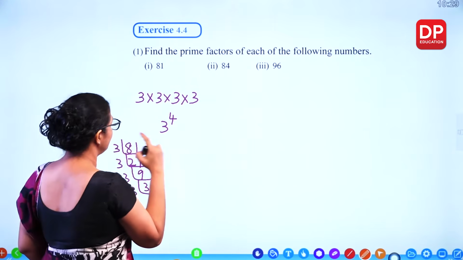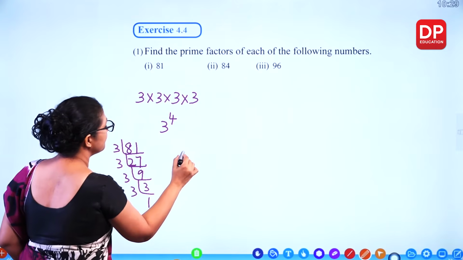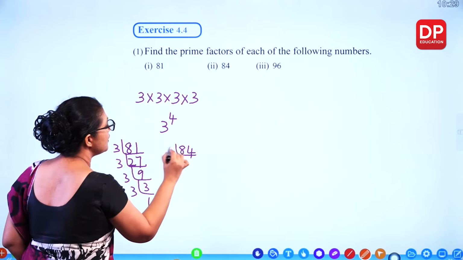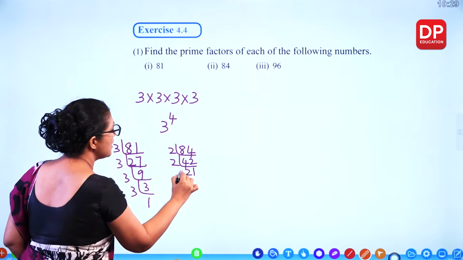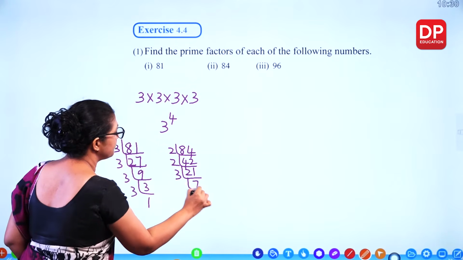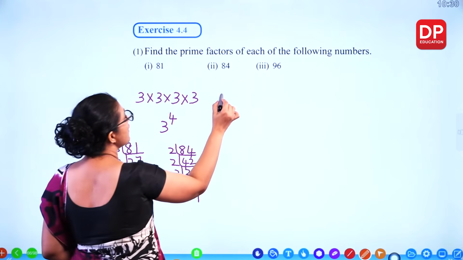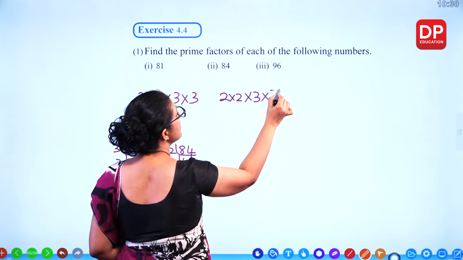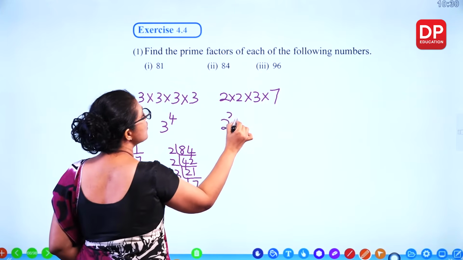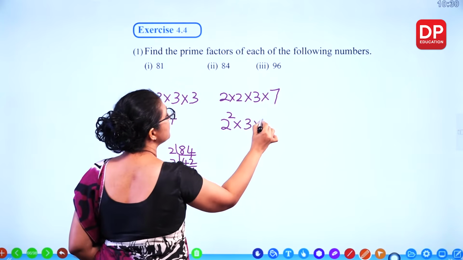84. How can you divide? Divide by 2. Divide by 2 again. Divide by 3. I can write 2 times 2 times 3 times 7, or 2 to the power 2, 3 and 7.